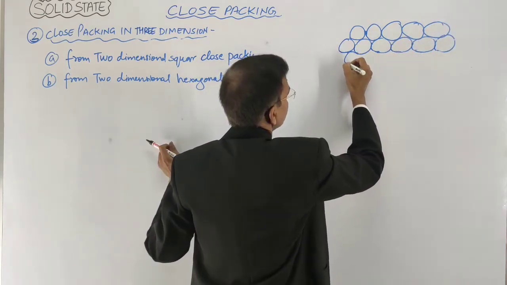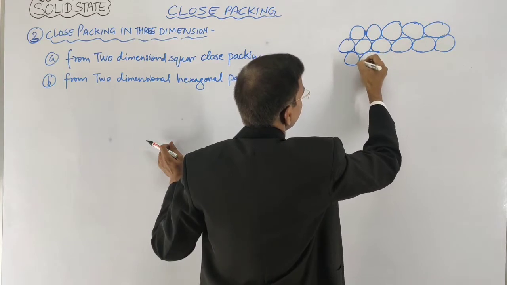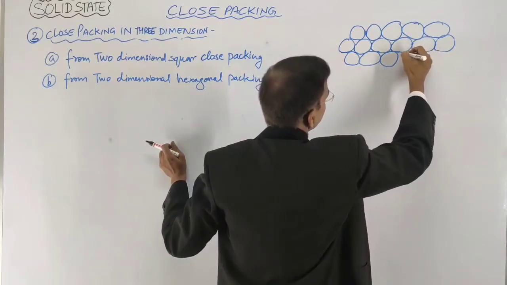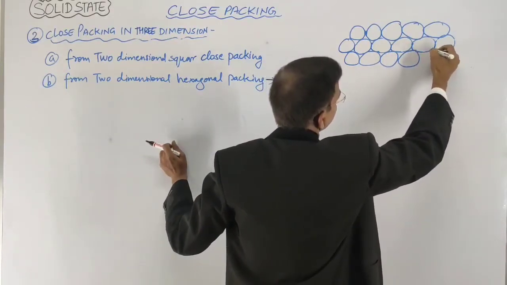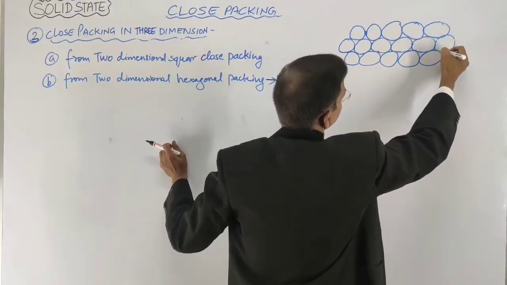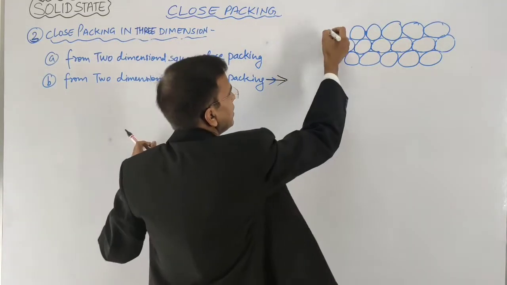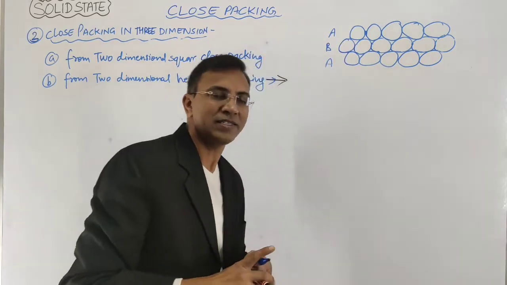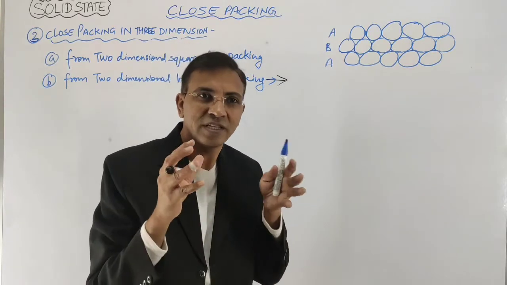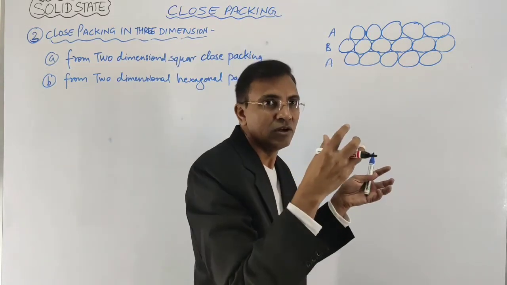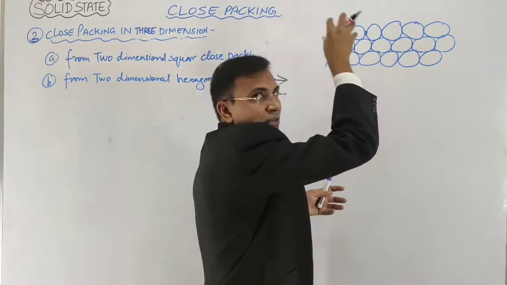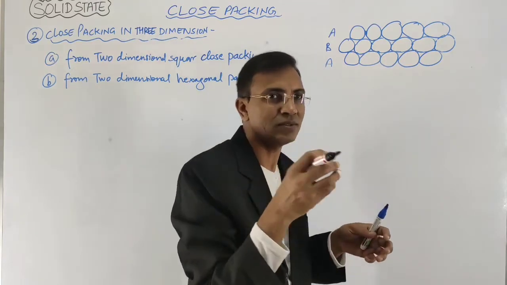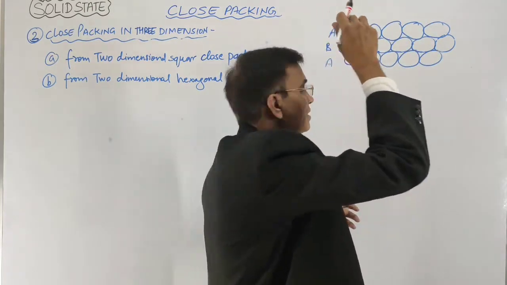Now again a B type layer I am going to make. So this is the A, B, A. So it is the arrangement of particles, AB type. It is two-dimensional. Now for the three-dimensional, just place a layer over this, the third layer, to make it three-dimensional, right? So I am going to put here the atoms from the upward direction, right?